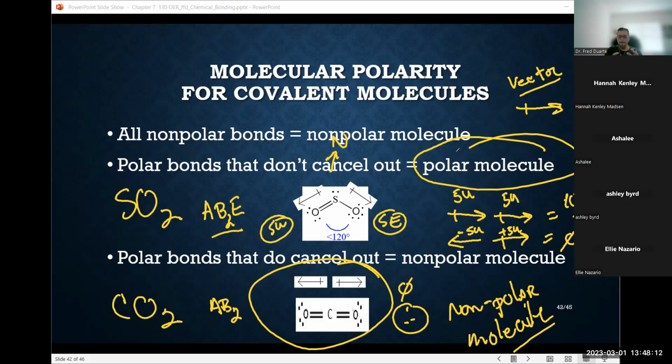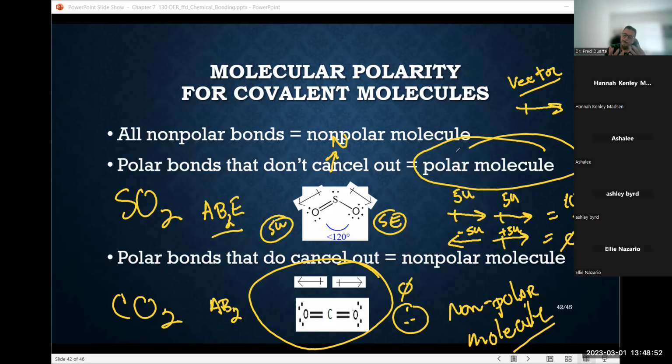So see how that works? So the result is this. Let's rehash for a second. If the molecule has all nonpolar bonds, you get a nonpolar molecule. If a molecule has polar bonds and the polar bonds do not cancel out, the result is that you have a polar molecule. If the polar bonds do cancel out, then you end up with a nonpolar molecule. Polar molecule if they don't cancel out, nonpolar molecule if they cancel out. And that's related to the geometry.